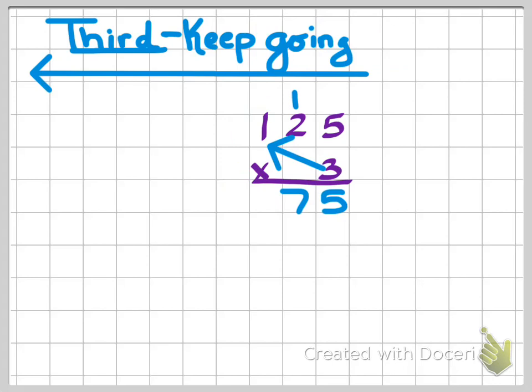And the third thing you do is you just keep going. So you would say 3 times 1 equals 3. So 125 times 3 is 375.